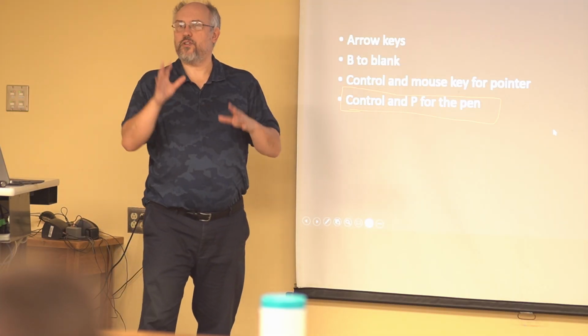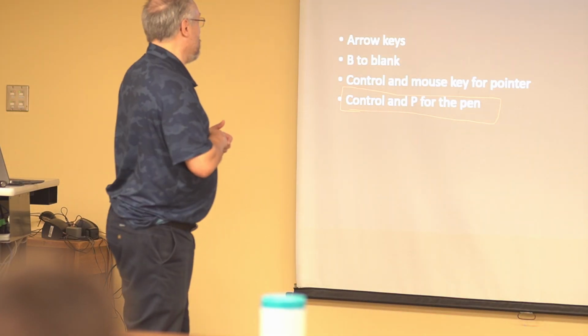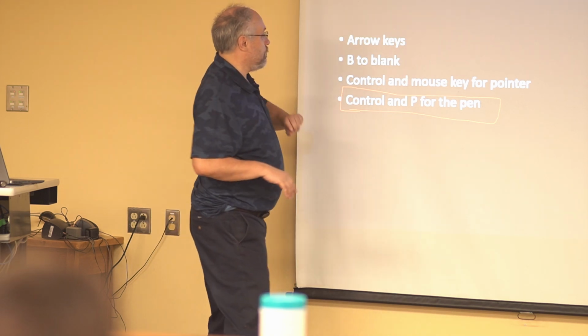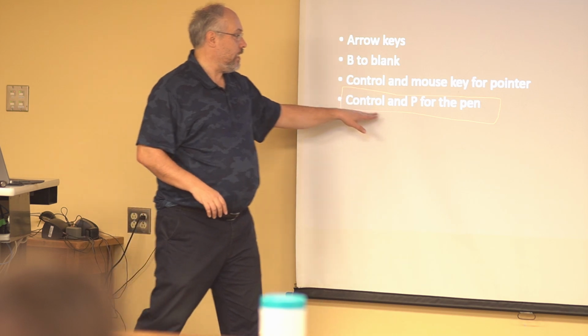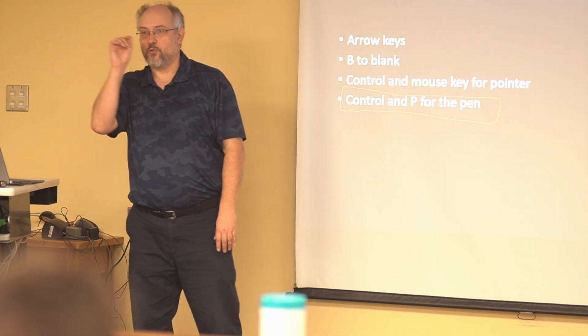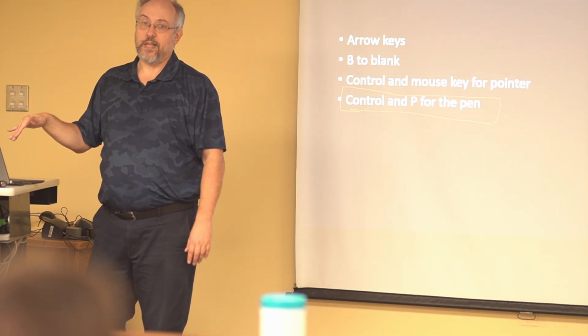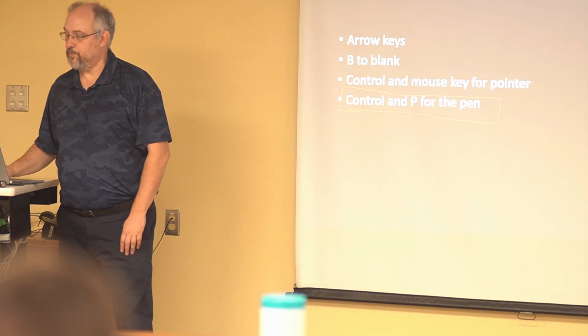So there's a bunch of other stuff you can do, but those are the ones to me: using the arrow keys, do the B to blank, control and the mouse for a specific pointer if you just want to point something out, and control and P for the pen to draw on the screen, and it will ask if you want to keep that when you exit the presentation.